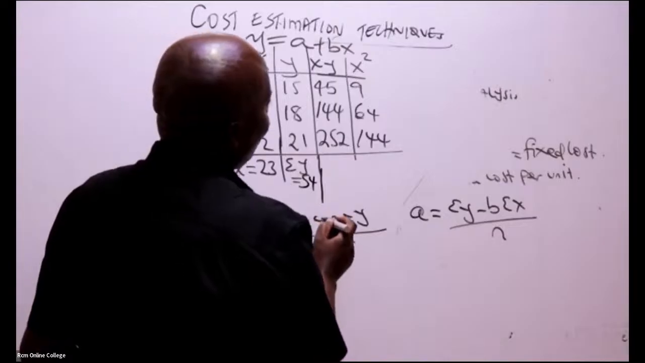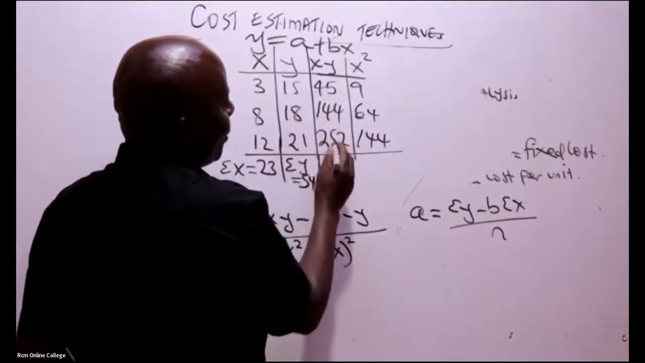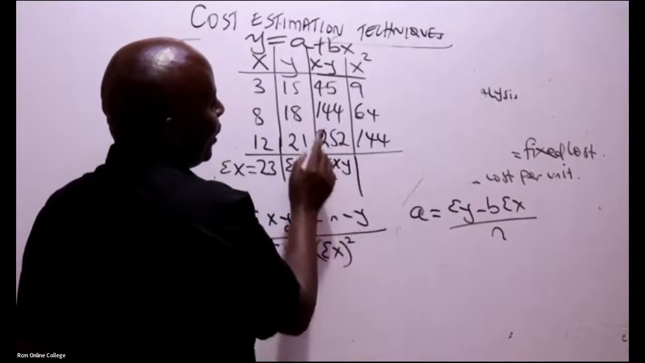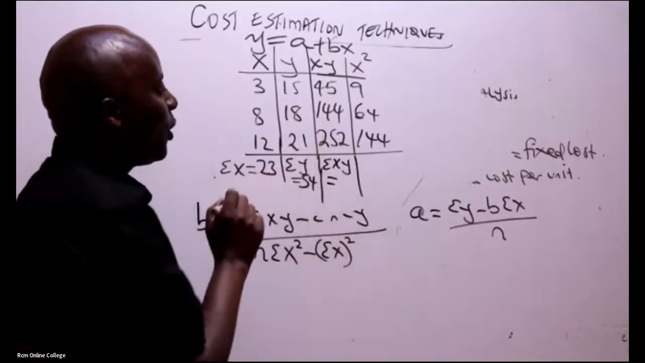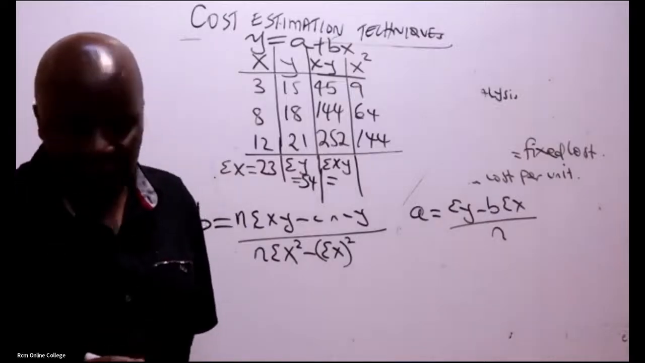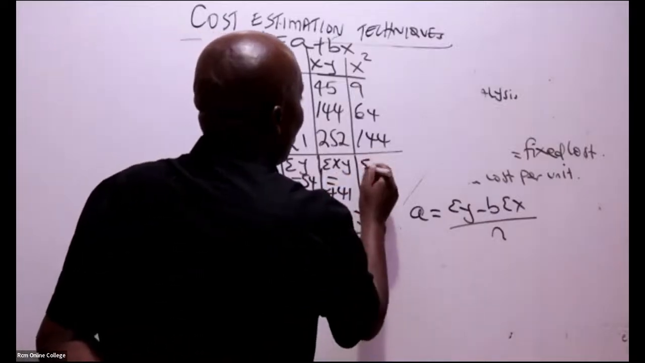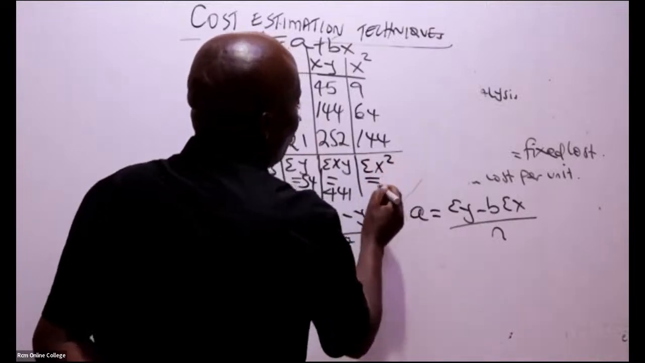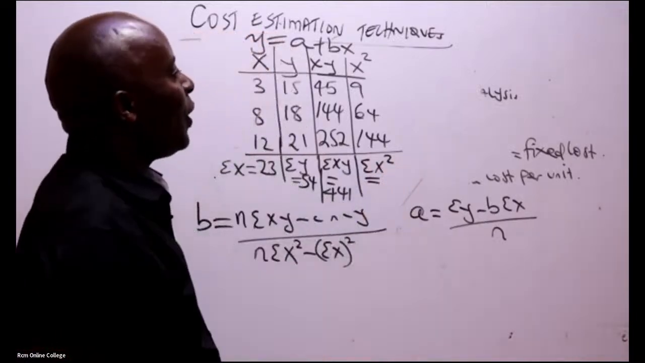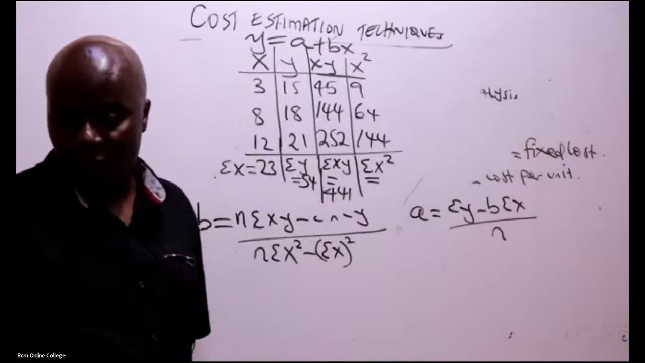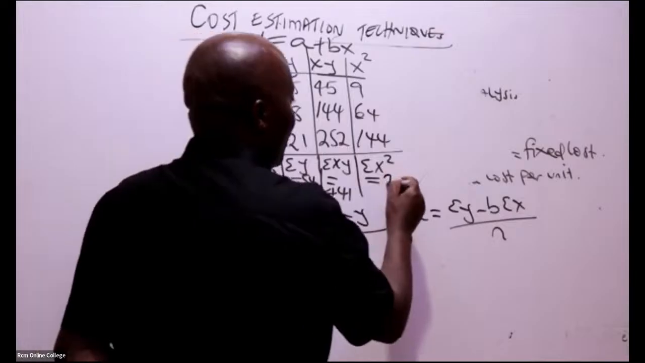From there, ladies and gentlemen, we have here summation of xy. So summation of xy equals, you're adding 45, 144, 252. What do we have there? 441. So here we have 441. Thank you so much. And then lastly, we have summation of x squared. So summation of x squared, we have 9 plus 64 plus 144. Plus 144. So this gives us 217.